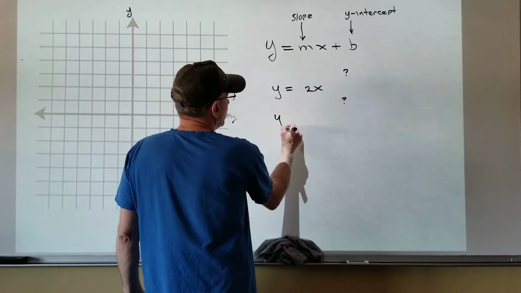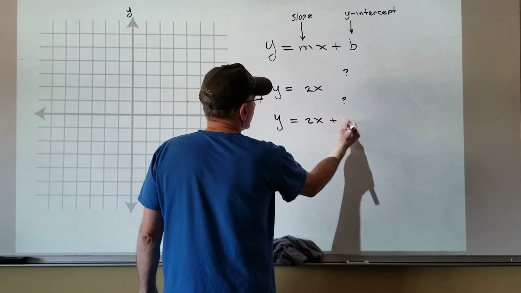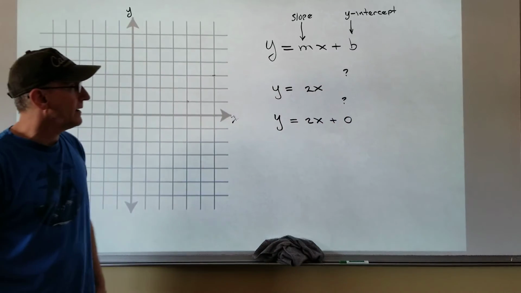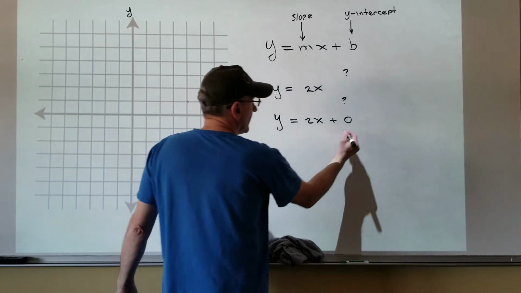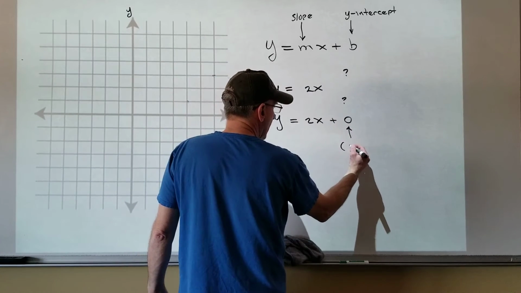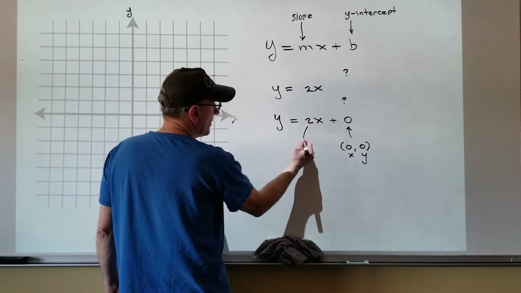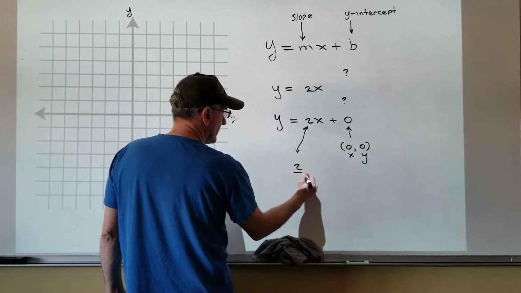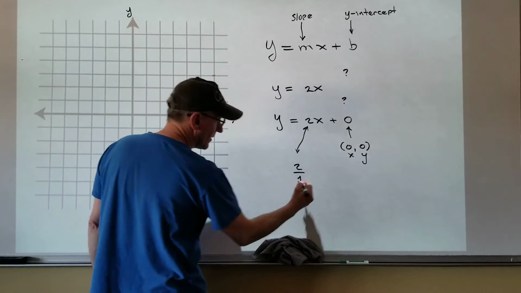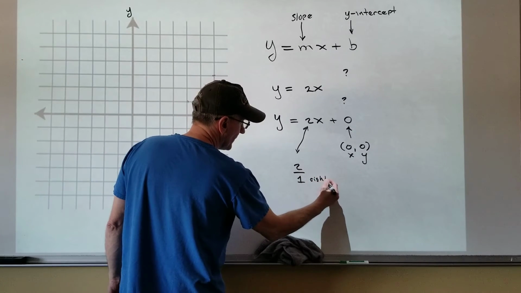So in this case, what you do is you just write 2x plus 0. And now you've got slope-intercept form. So this thing is actually going to start at 0, 0. And it's going to have a slope of 2 divided by 1. It's going to go 1 to the right and 2 up.